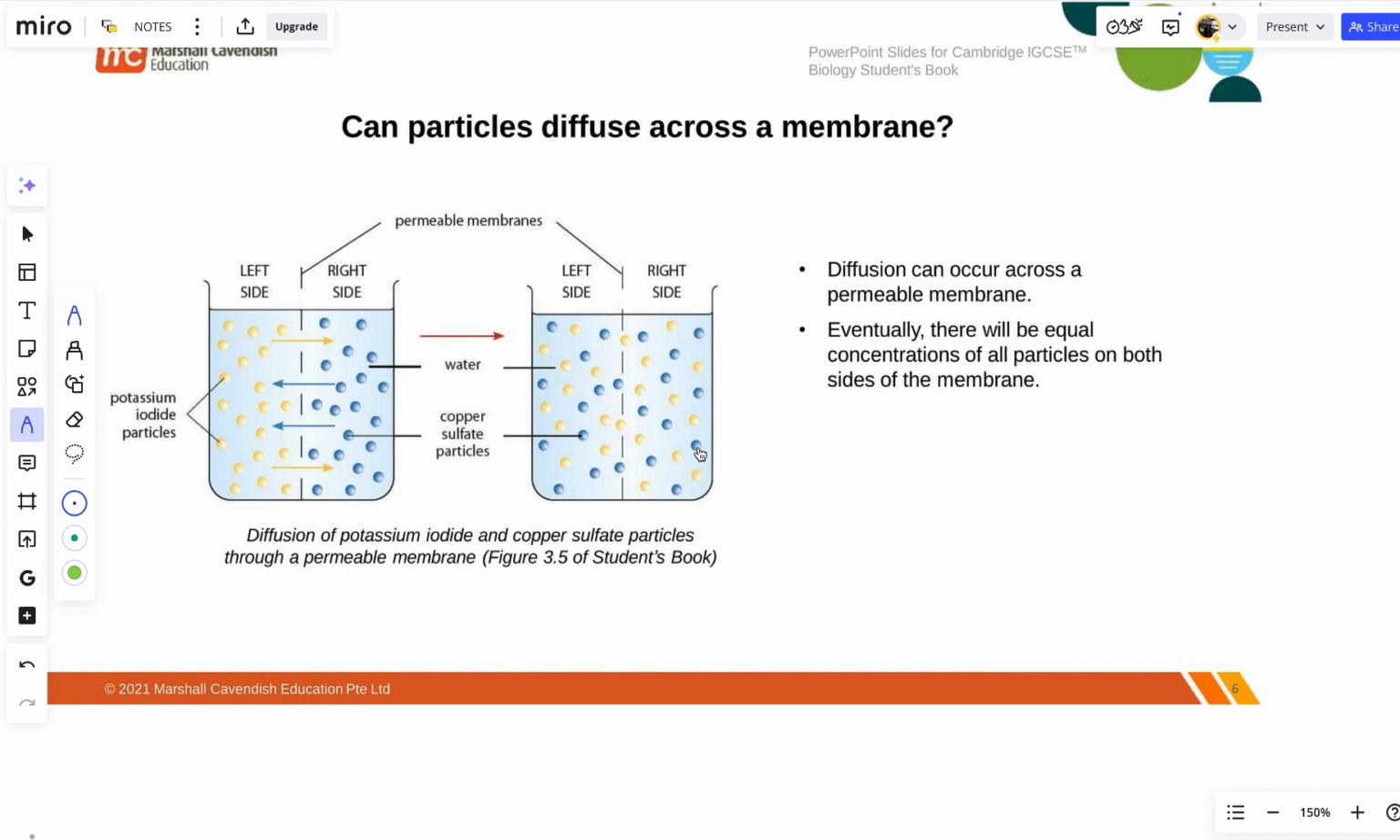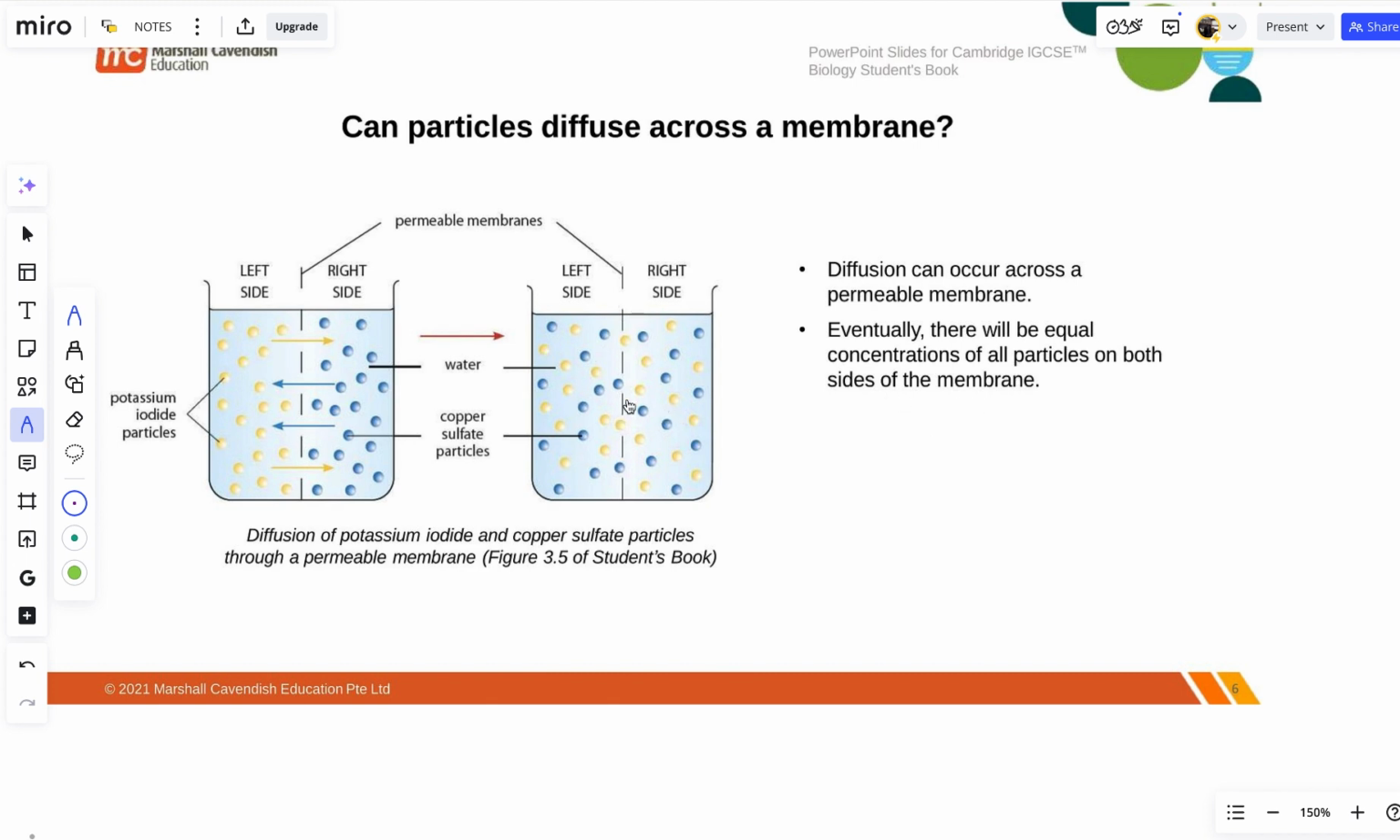Now, can particles diffuse across a membrane? Yes, it's possible for particles to diffuse across a membrane, but in the case of diffusion, we are not particular about the membrane. Diffusion can occur across a permeable membrane. Eventually, there will be equal concentration of all particles on both sides of the membrane.